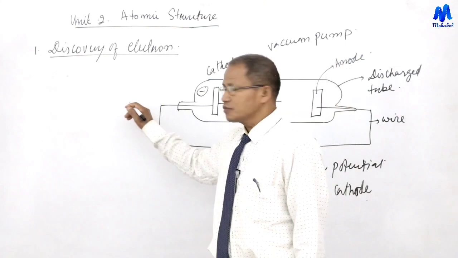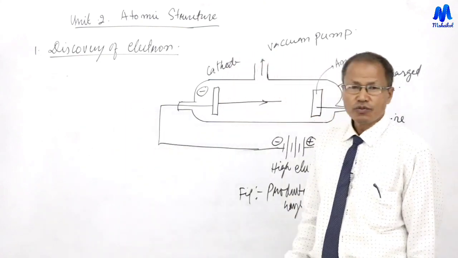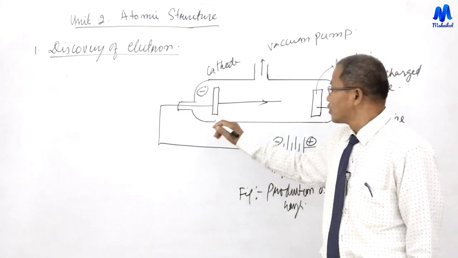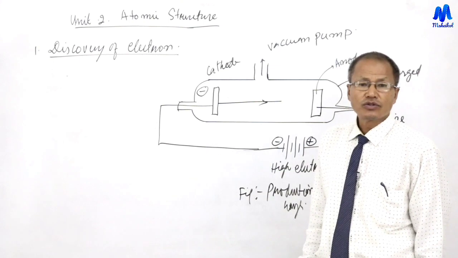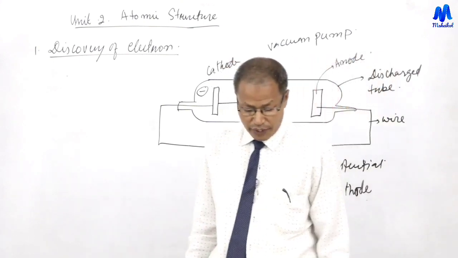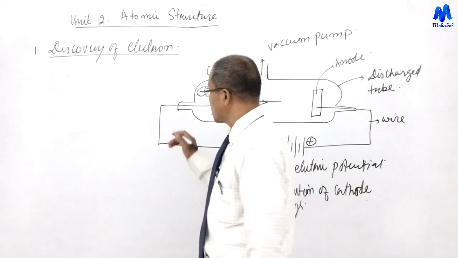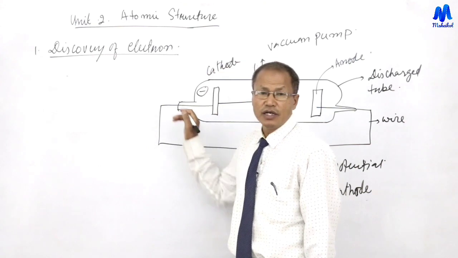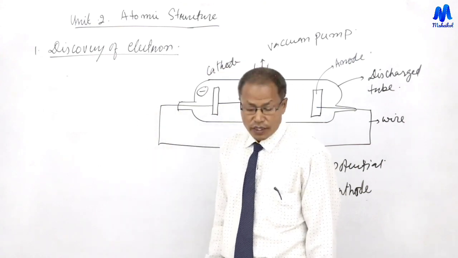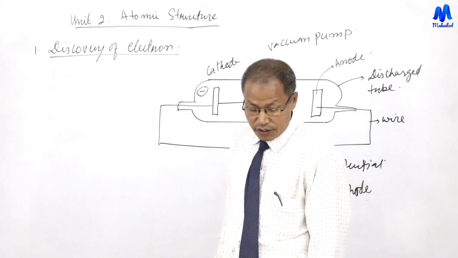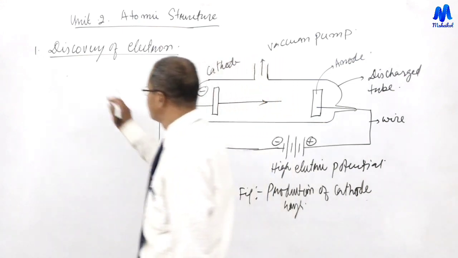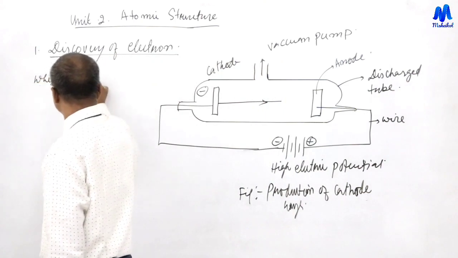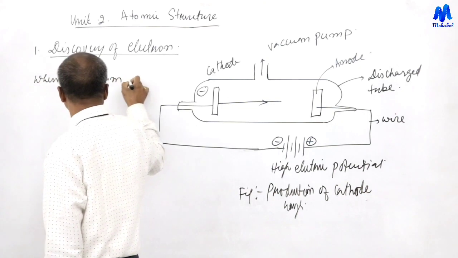William Crookes showed, with the discharge tube experiment, that the cathode rays are related to the electron, a fundamental particle of an atom. The discharge tube experiment was produced by William Crookes in the year 1879.